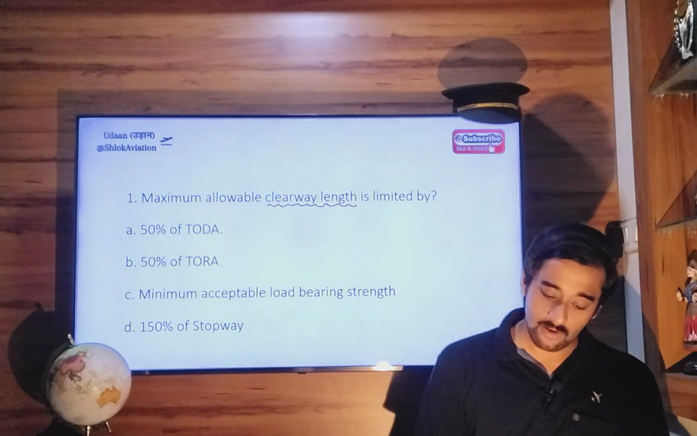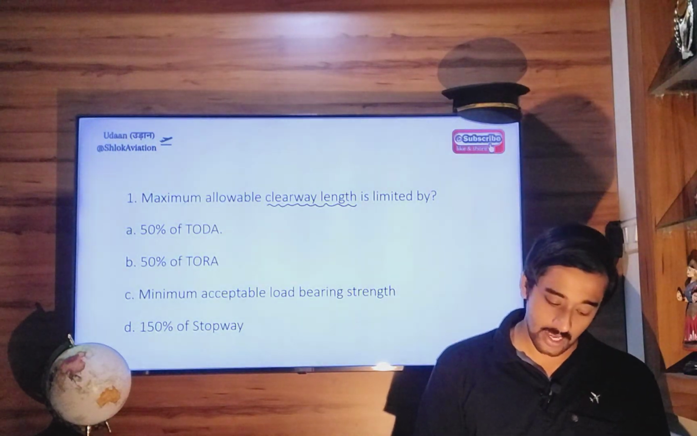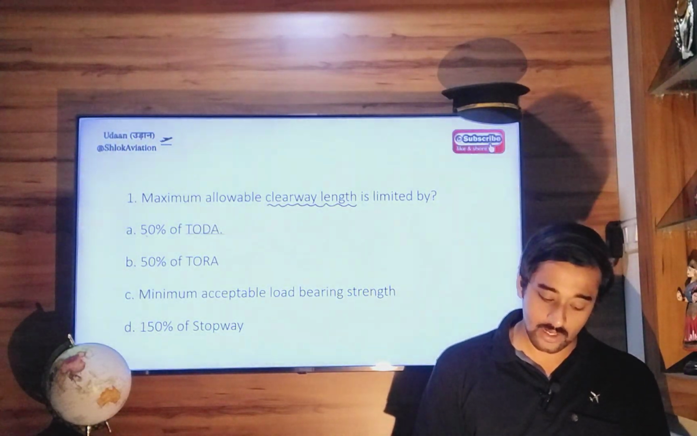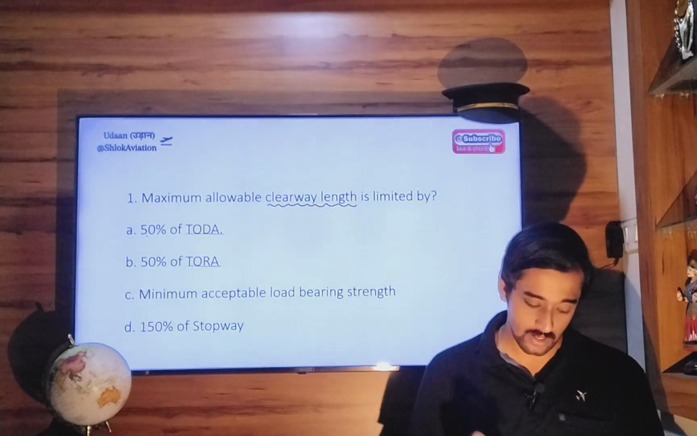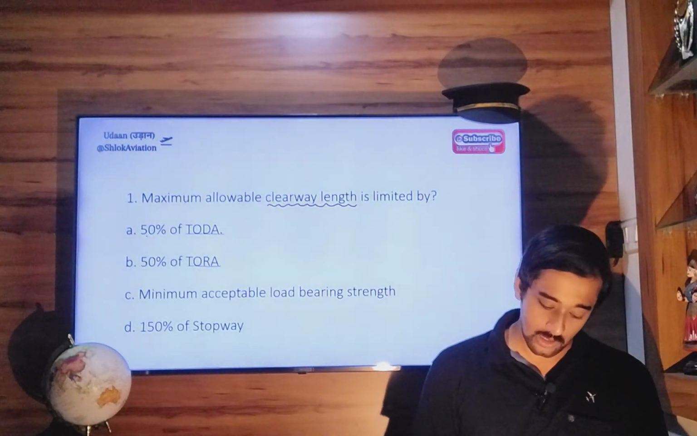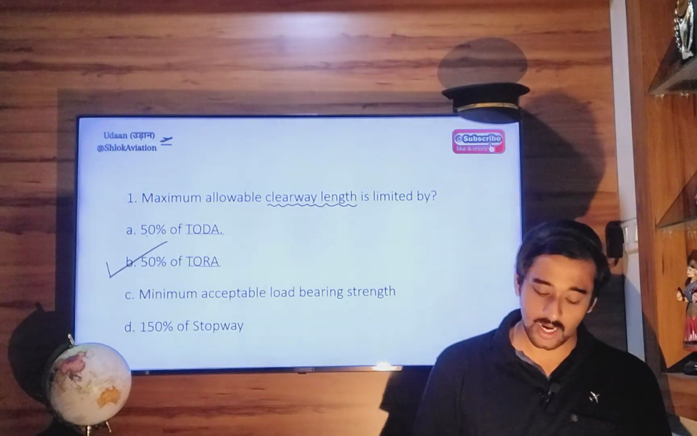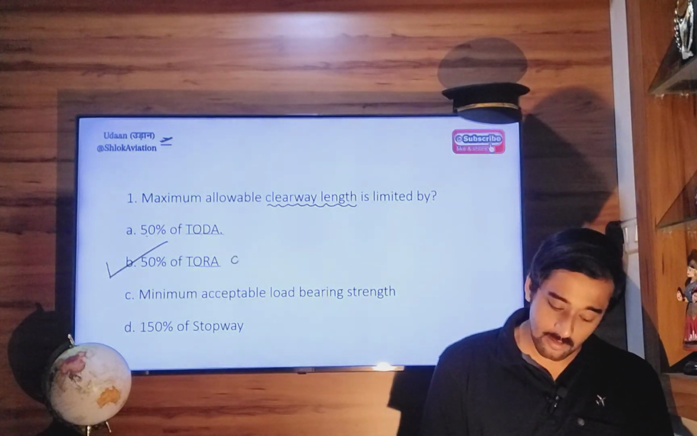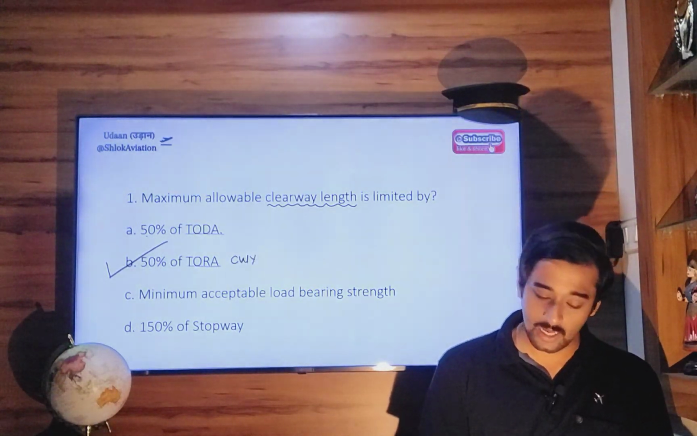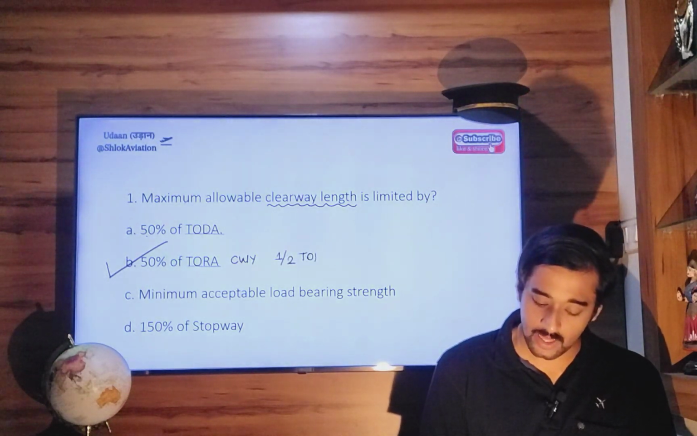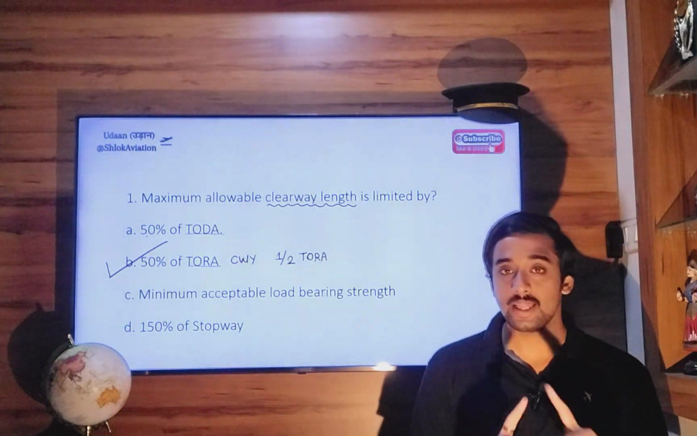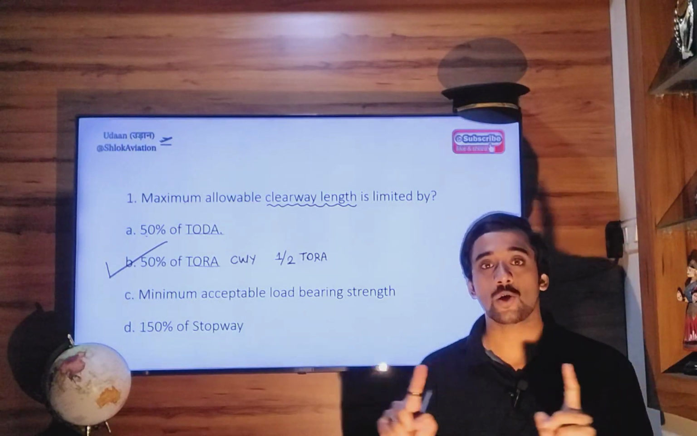So maximum allowable clearway length is limited by 50% of takeoff run available. Option Bravo is the right option. The maximum length of the clearway is half of the takeoff run available, the runway length available for making the takeoff run.